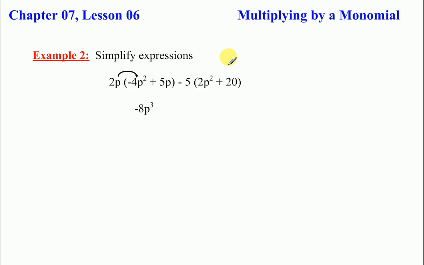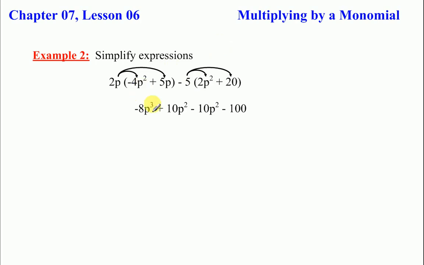p times p squared is p to the third. 2p times 5p is 10p squared. Now I have to multiply negative 5 times 2p squared, that's negative 10p squared. Now notice, I used this negative when multiplying in, making that negative. That's what this negative is. There aren't two negatives now. It's not minus negative 10, it's just negative 10p squared. And then negative 5 times positive 20 is negative 100.